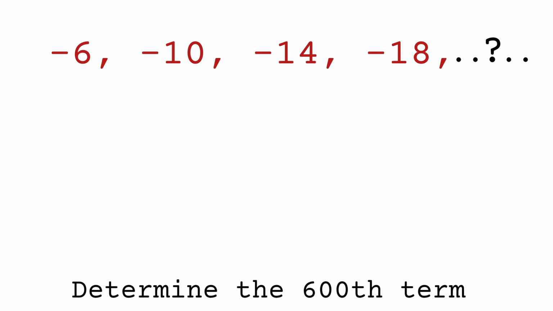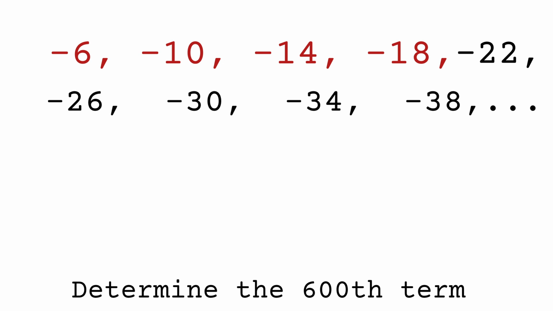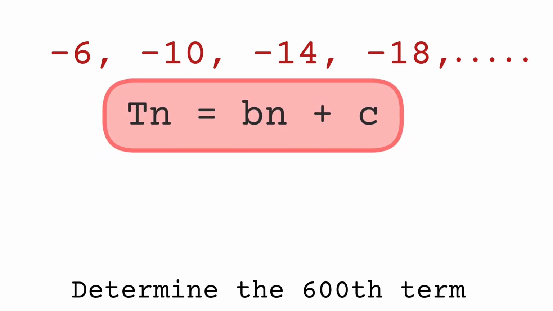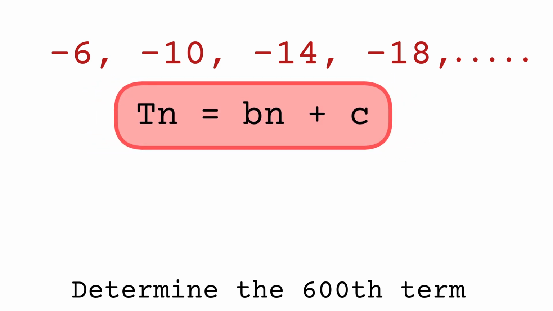To avoid having to write the whole sequence, one number after the other, to find the 600th term, we use the general formula for linear number patterns to find the nth term formula, which allows us to find the term we are looking for without having to write the whole sequence. No need to worry, I'm going to explain it in detail. So we need to find the nth term formula for this sequence in order to find the 600th term.